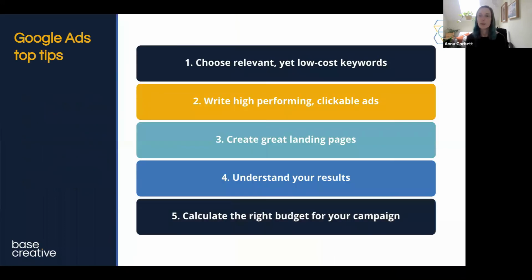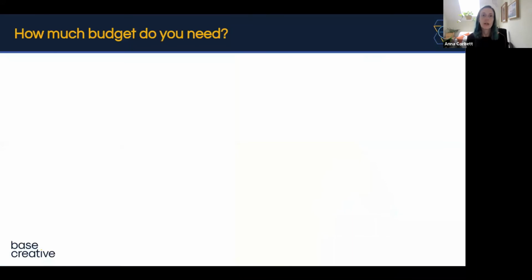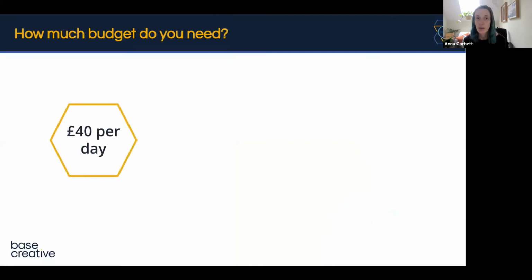And let's talk a little bit about budget. So the average daily PPC budget in the law sector is £40.